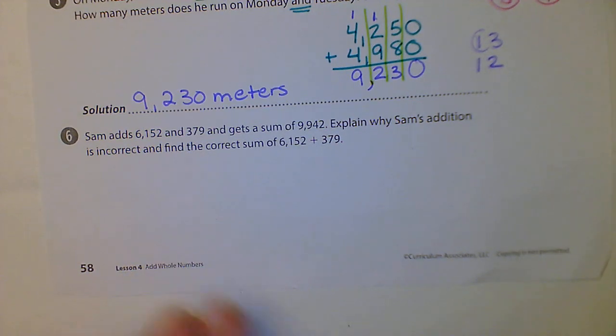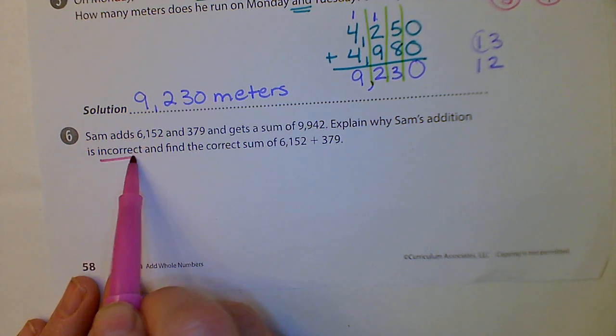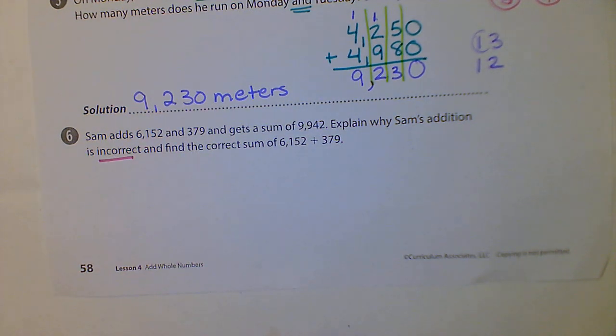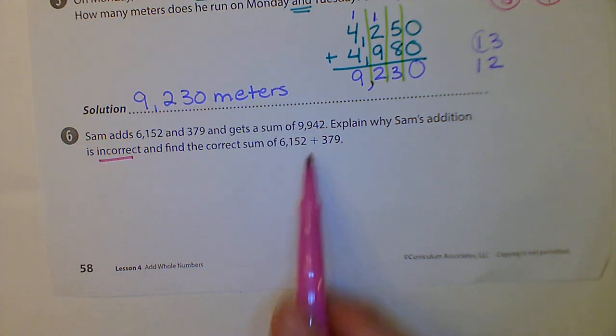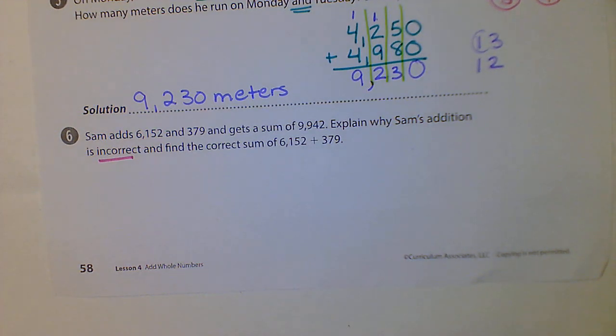So here we go. It says Sam adds 6,152 and 379 and gets a sum of 9,942. Explain why Sam's addition is incorrect. Ooh, tricky, tricky, tricky. And find the correct sum of 6,152 plus 379.